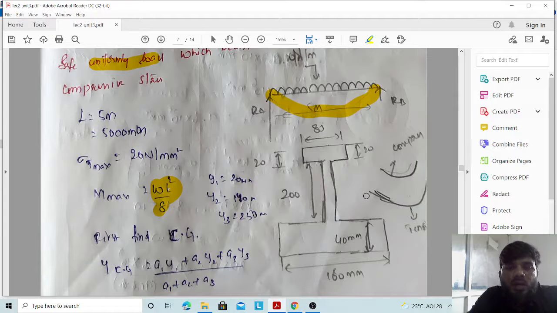How to identify the centroid? Here we have 3 different sections, 1, 2, 3. So, first of all, I have to take y1, y2, y3, where y is the vertical distance. The y1 for this is half of this length, that is 20. Again, y2 will be half of this length, 200 by 2, but we are considering this point as my origin.